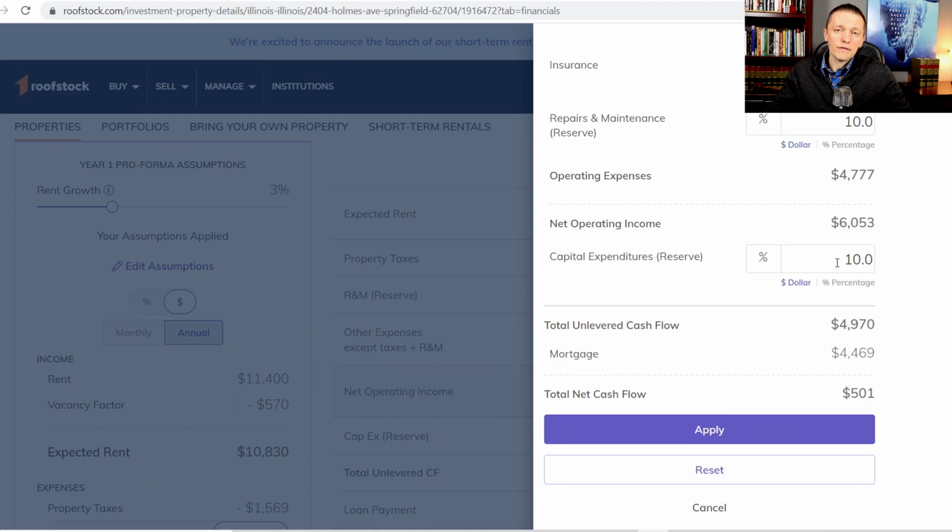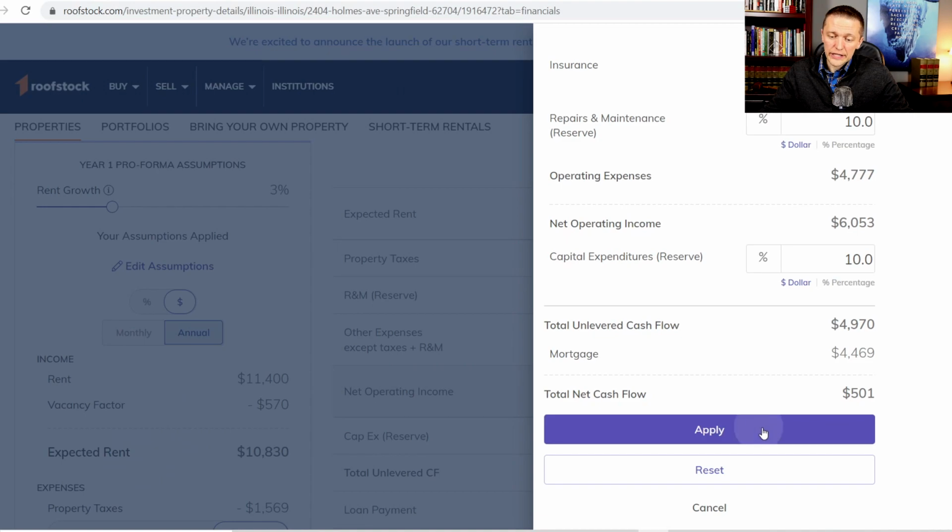The next category of expenses here is something called the capital expenditures reserve, which is essentially money you will set aside for improvements or replacements that you need to make at the property. Things like a roof, appliances, hot water tank, furnace, things of that nature. And this is just money you should be setting aside every month and accounting for, because those expenses will come up eventually and you will need to spend the money to make them. So with that said, our total net cash flow after your mortgage expense comes to $501.